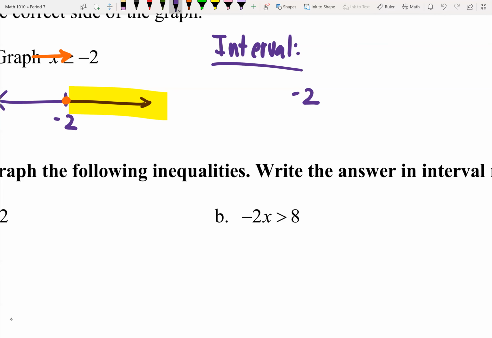-2. Tell me how to close my -2. Why with a bracket and not a parenthesis? Because it's closed because I have an equal sign, right? So -2, comma, tell me what to put here. Infinity, close it off. There's your interval form.